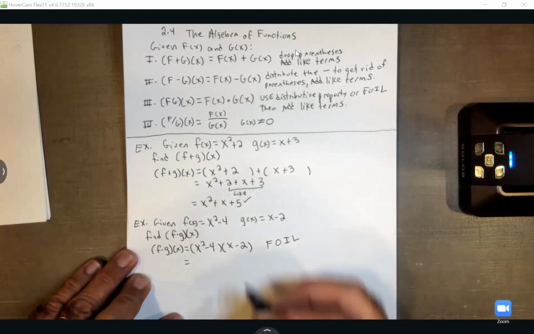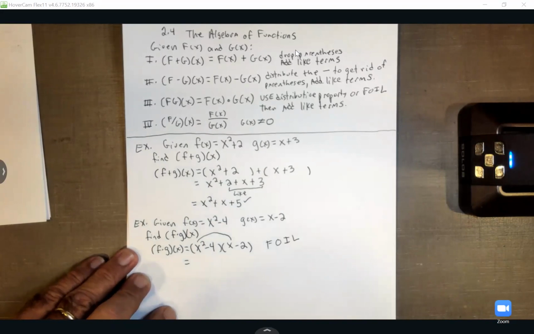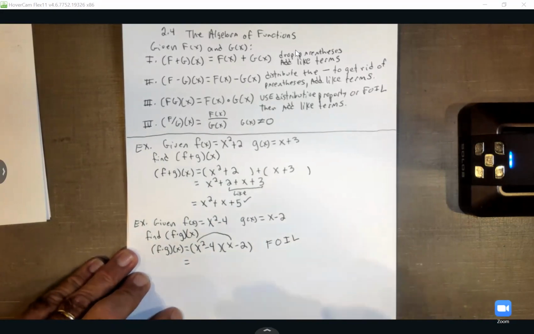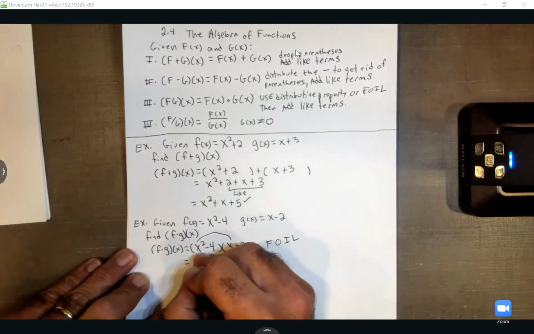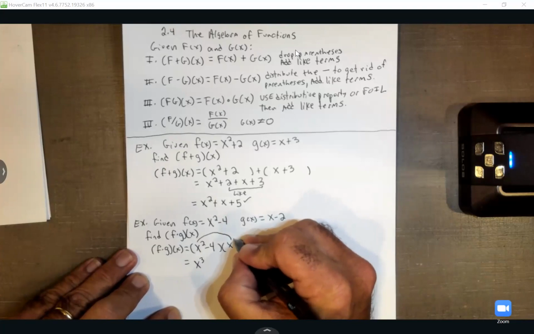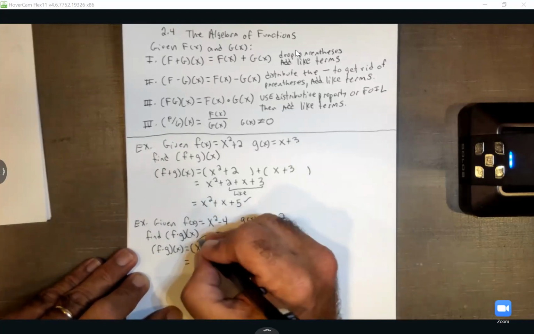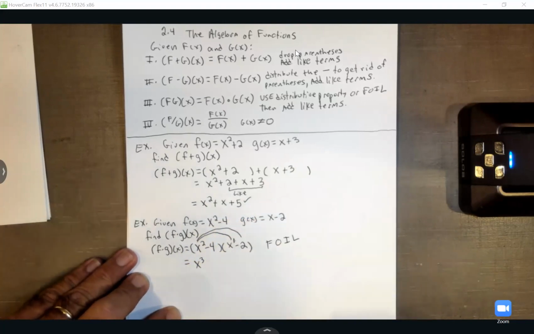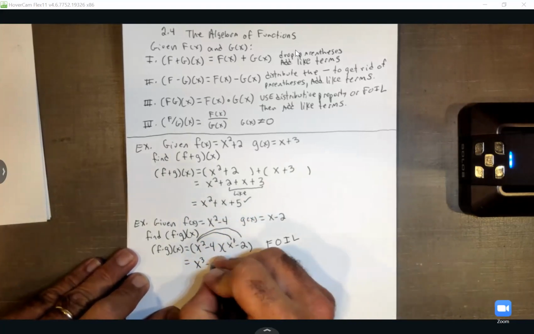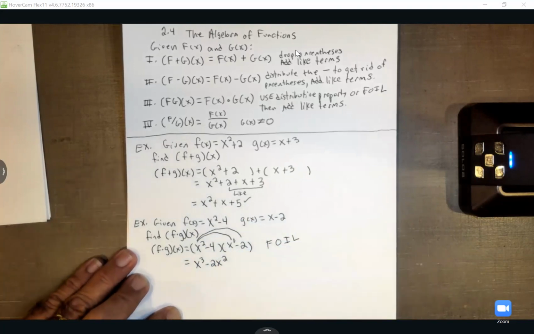So let me ask y'all this. What do I get when I multiply this x squared times this x? It's gonna be x to the third. X to the third. Good job. And remember, treat the x over here like it's got a 1 and just add the exponents. Good job. X squared times negative 2 is negative 2x squared. There you go.